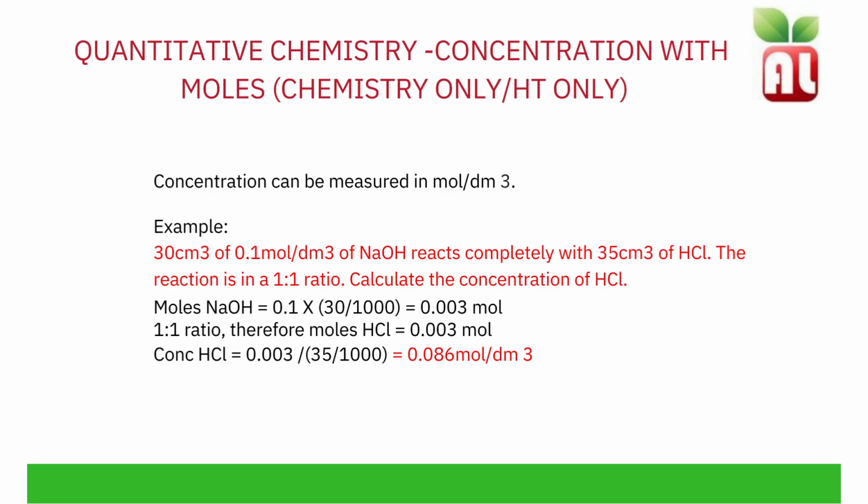0.003 moles. Now we know moles and volume of HCl, you can calculate the concentration by doing moles divided by volume. 0.003 divided by 35 over 1000 equals 0.086 mole per decimetre cubed concentration of HCl.